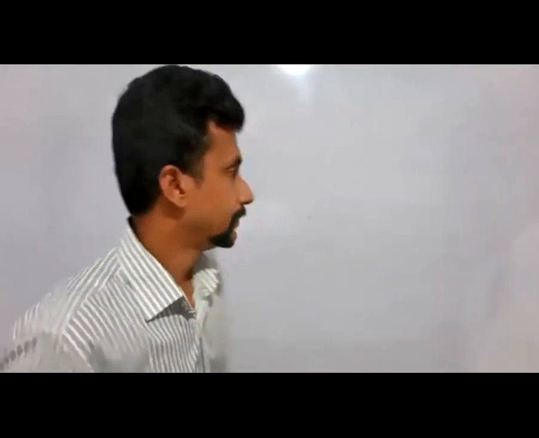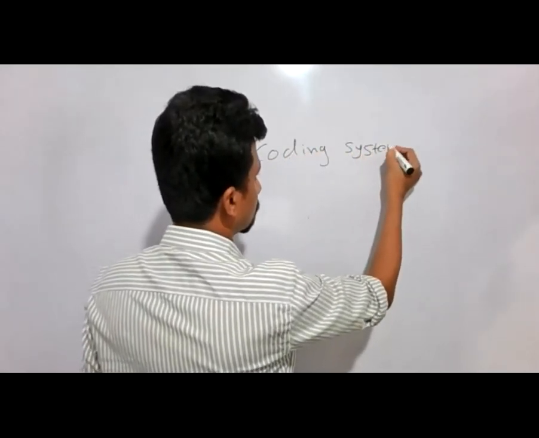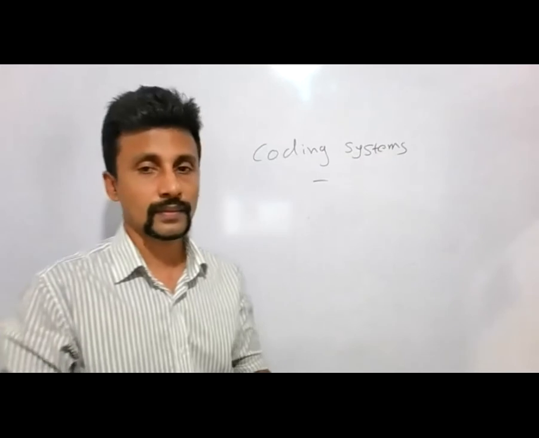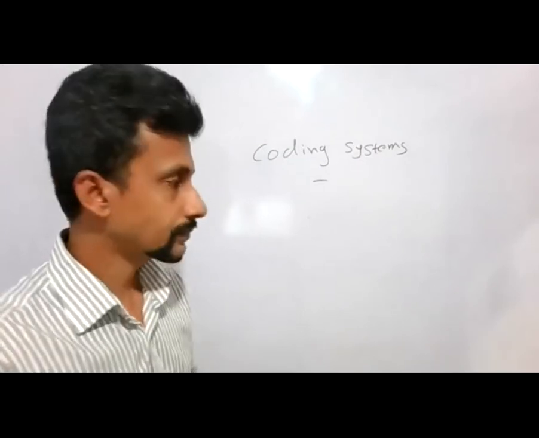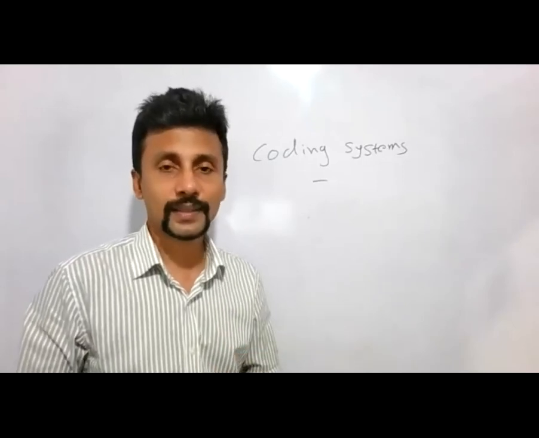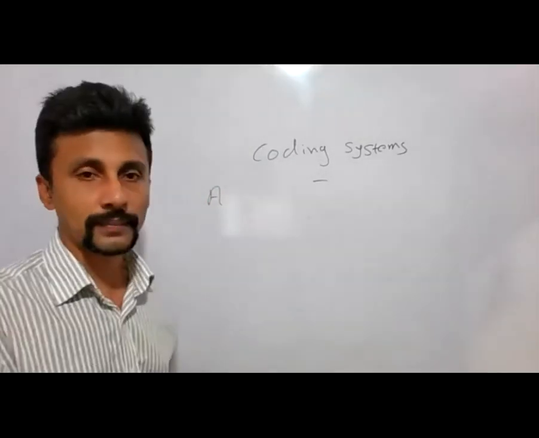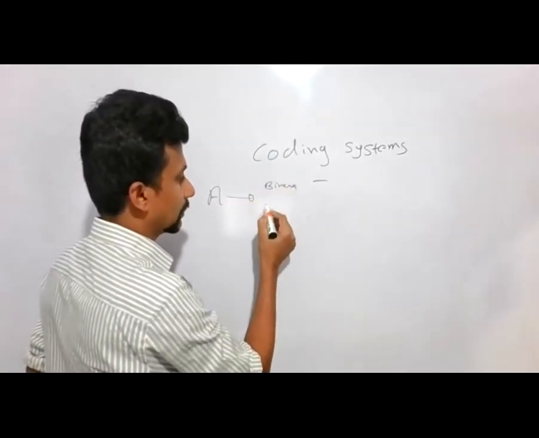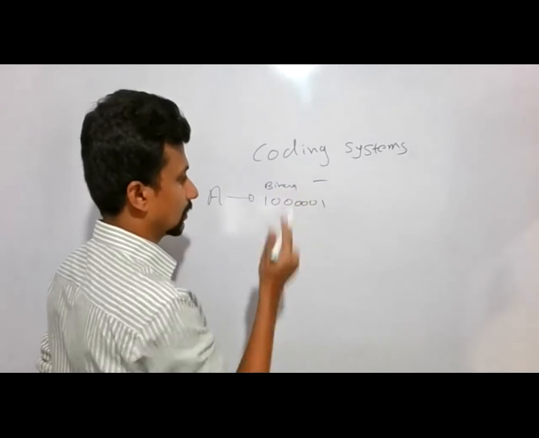Okay, then write down the topic: coding systems. Right? So coding system means now, the computer is representing different digits and characters. For example, if you press letter A on the keyboard, it will be converted to a kind of binary number. Now you know what binary is. Something like this, right?